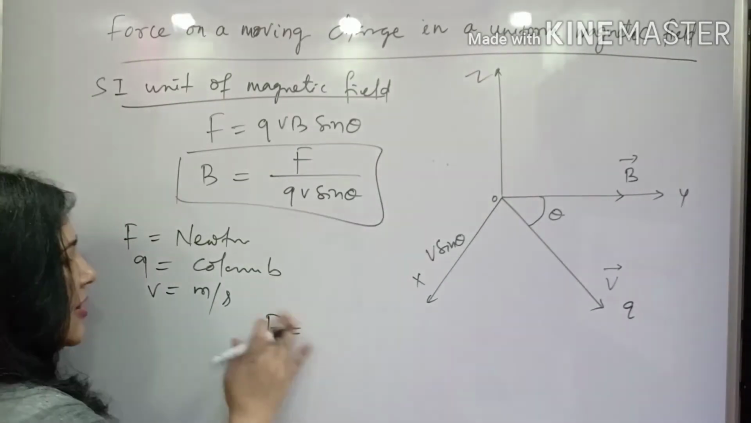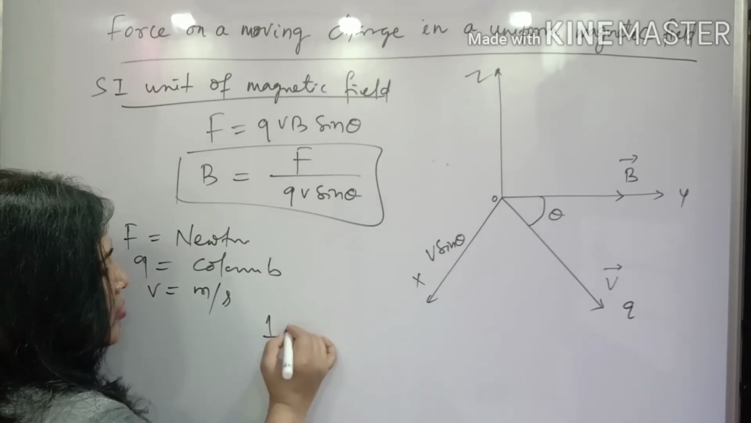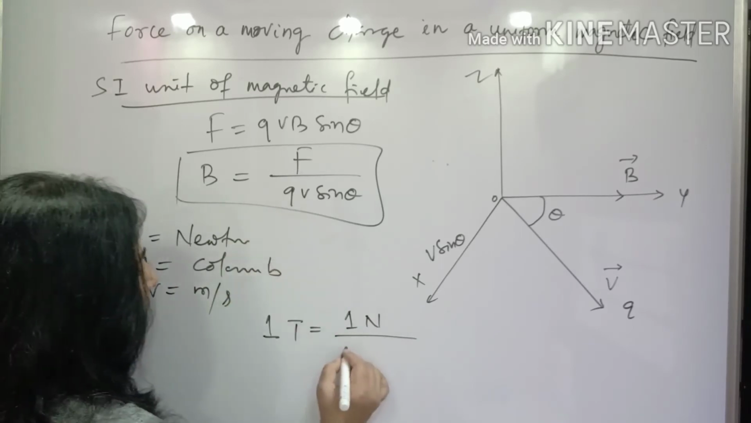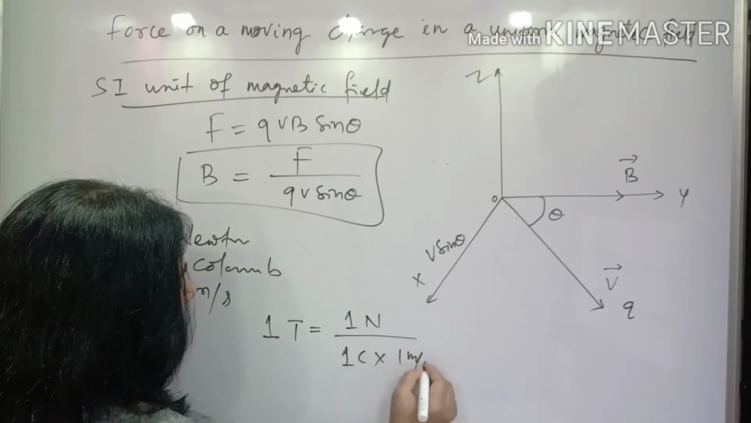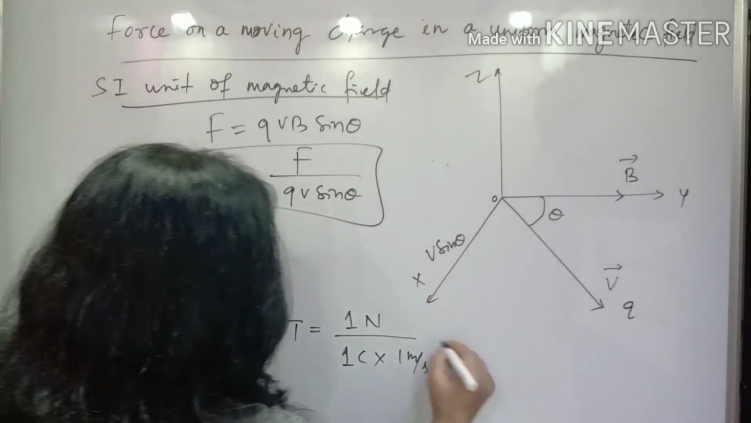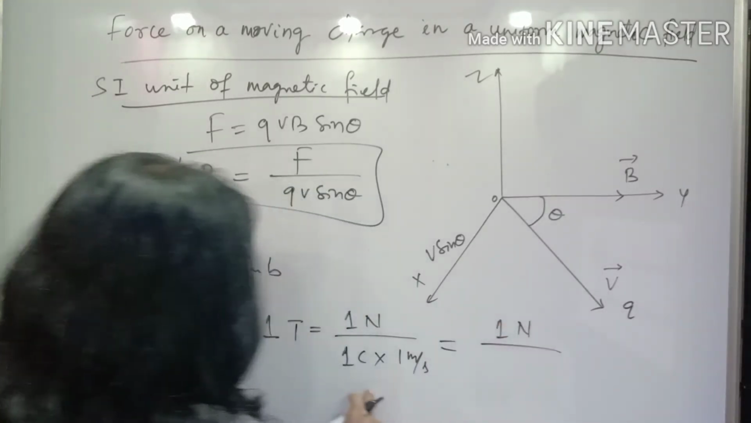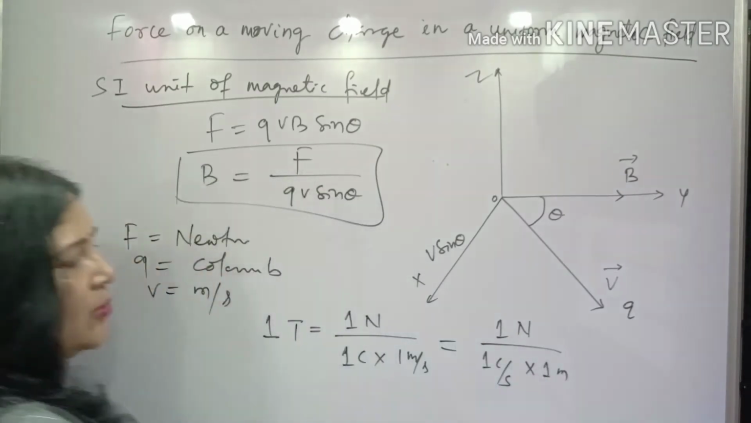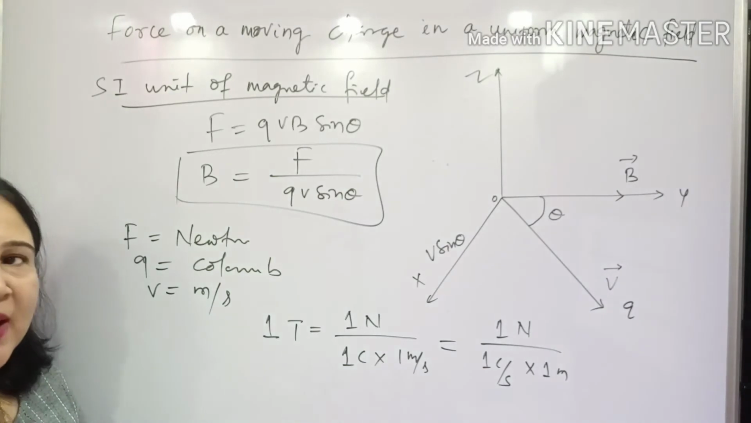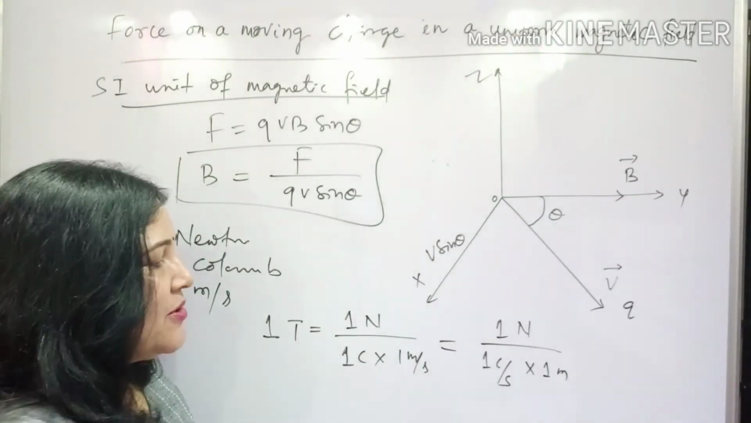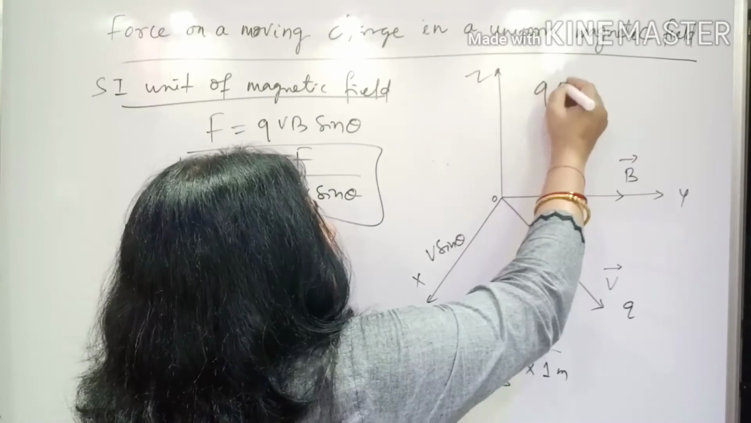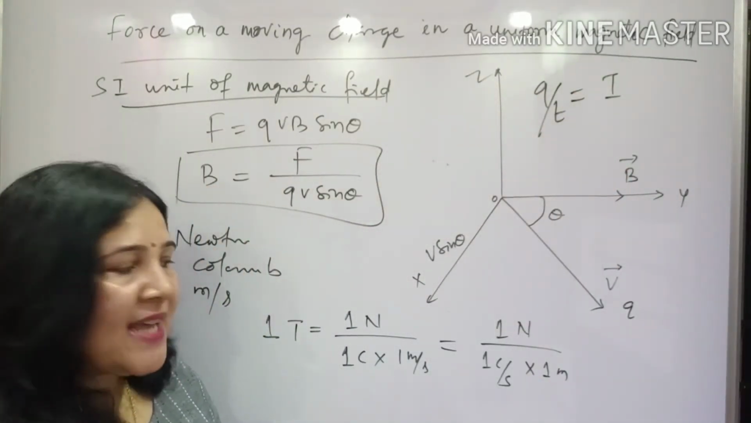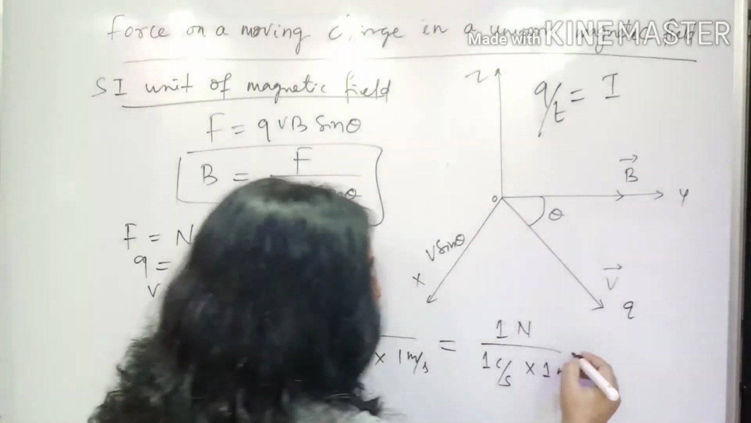So 1 Tesla can be written as 1 Newton divided by 1 Coulomb into 1 meter per second. Or it is equivalent to write 1 Newton, 1 Coulomb per second, and 1 meter. And what is Coulomb per second? Coulomb is the charge unit and second is the time unit. So charge per unit time, Q by T, is current. And current's SI unit is ampere. So in place of Coulomb per second I can write ampere.